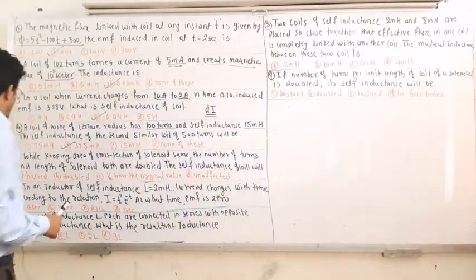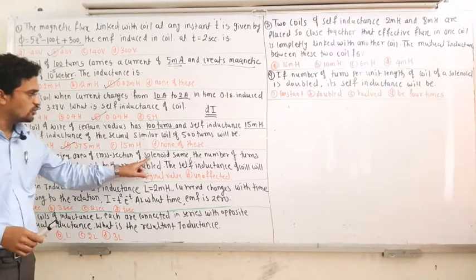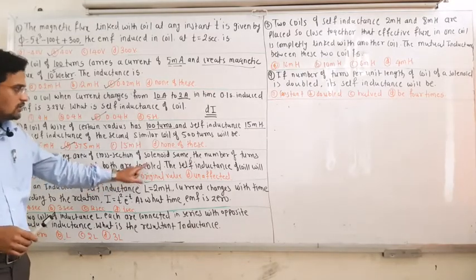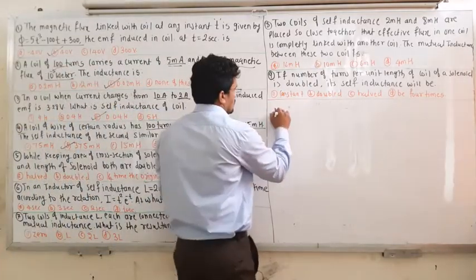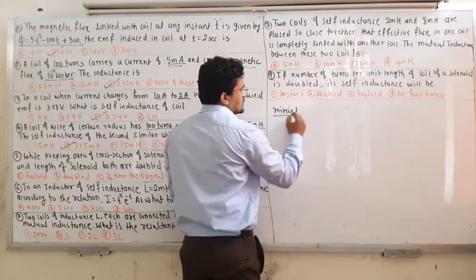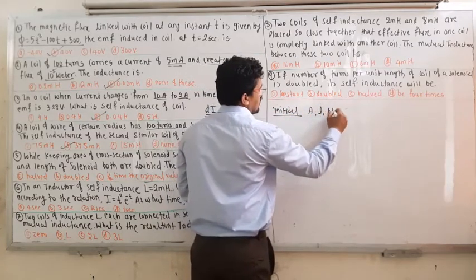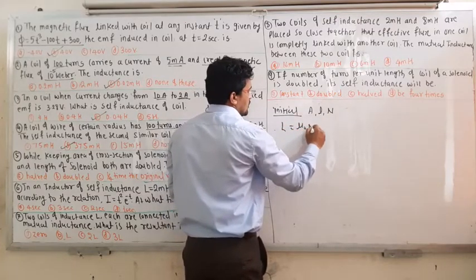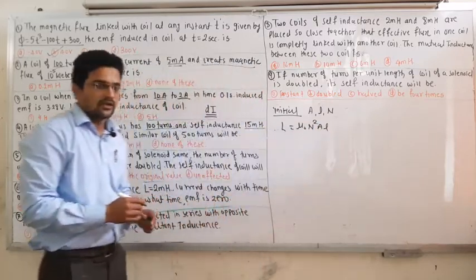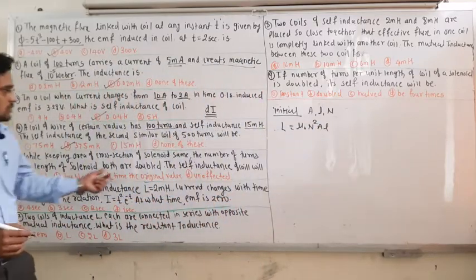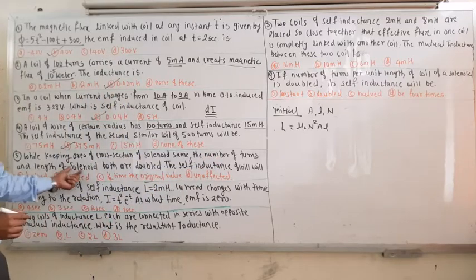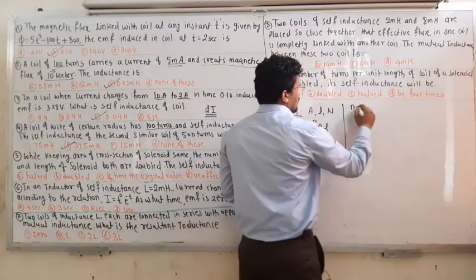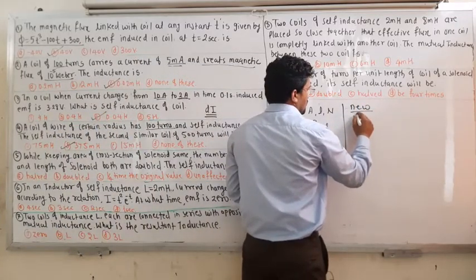So next is: while keeping the area of cross section of the solenoid the same, the number of turns and the length of the solenoid are both doubled, the self inductance is? So in the initial first case, area is same, length is L, and number of turns is N. Then the self inductance is equal to mu naught N square A L. Now if both the number of turns and the length of the solenoid are doubled, then what will be the new length? We will call it L dash.